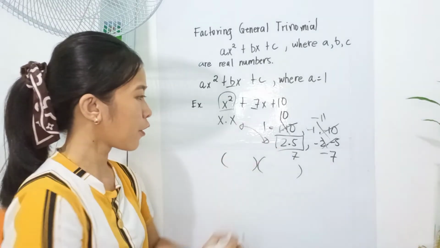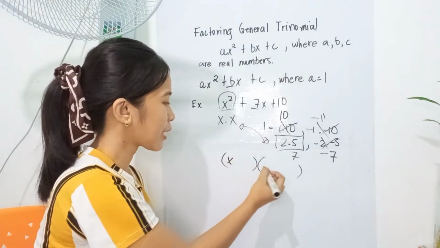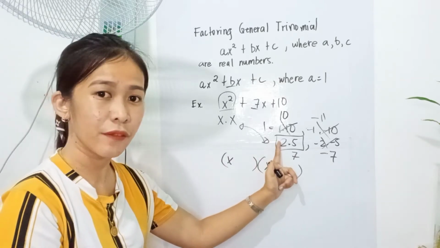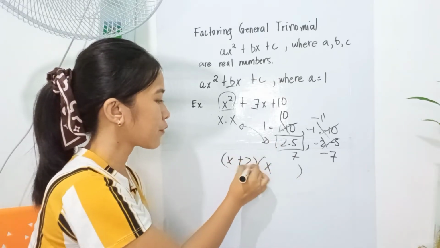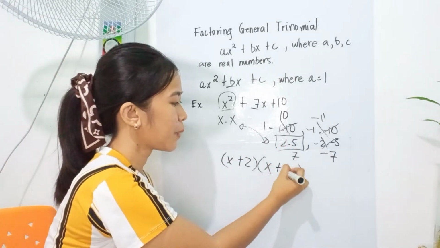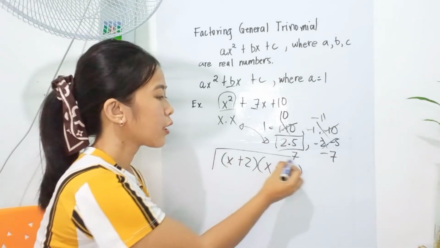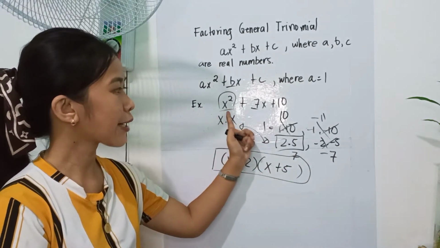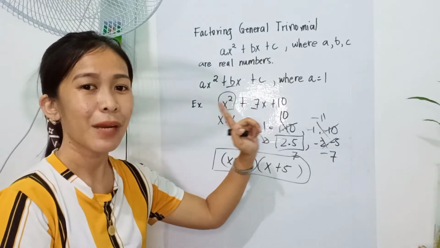Right? Therefore, we have x. Lagay mo lang dyan ang x. Okay? And then, ang ating 2 ay positive. So, we have positive 2. Ang ating 5 is positive as well. So, we have positive 5. Therefore, this is already the factor of the general trinomial x squared plus 7x plus 10.